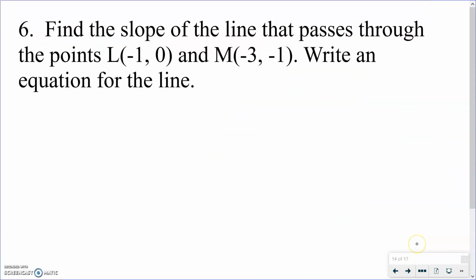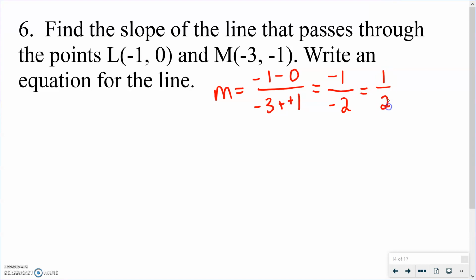All right, we're going to do this again. We're going to write the equation. We're just not going to graph it. So again, we're going to use the slope formula and do -1 minus 0 over -3 minus -1. So -1 over -2, which is 1 over 2, because the negatives cancel out.